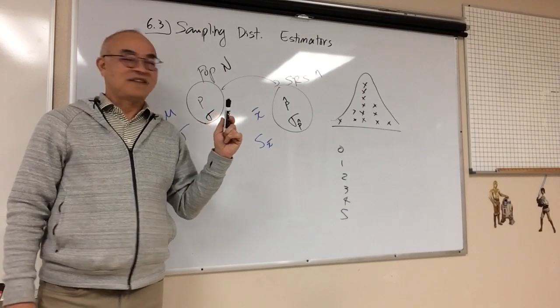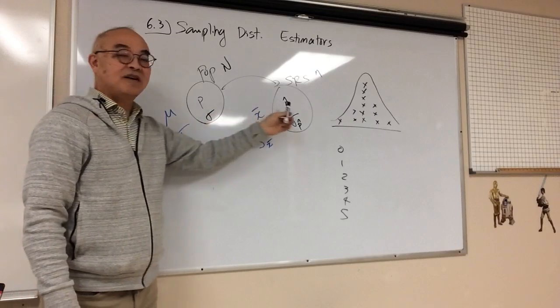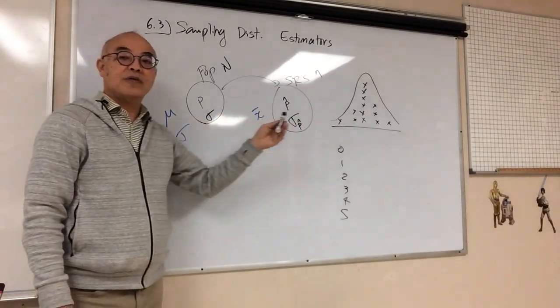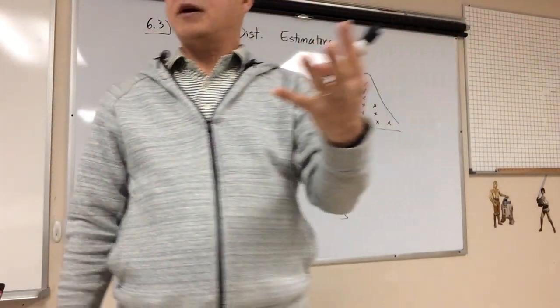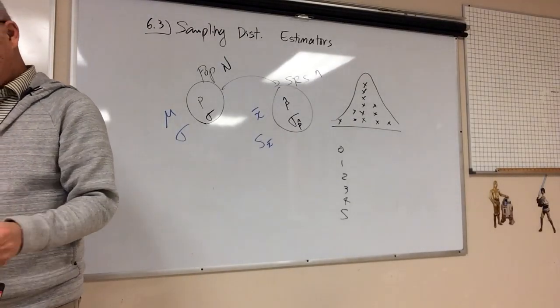What's that called? These two are the same, right? Just as these two were the same numerically, they were the same value. These two are the same also. We called that what? An unbiased estimator, right? It's an unbiased estimator. Okay, all right. Okay, flip the page.